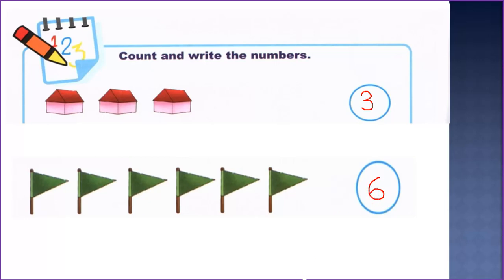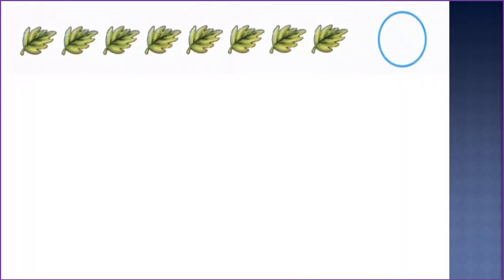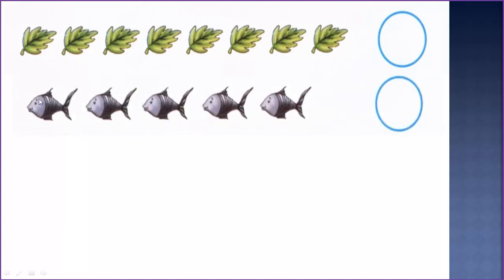Yes, like this. Okay. Yes, how many leaves are there? Count. One, two, three, four, five, six, seven, eight. 8. Okay. Now you write here. Okay. Now comes to next. One, two, three, four, five. Fish.